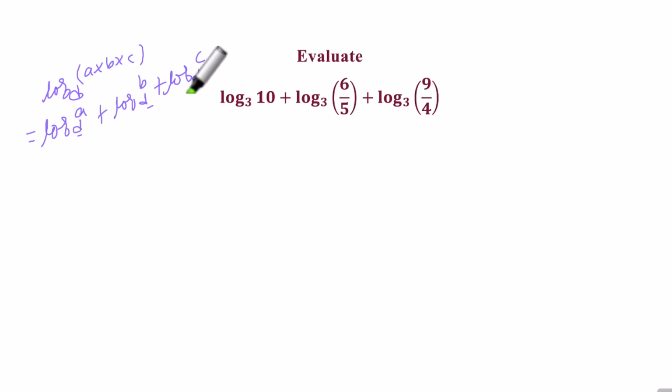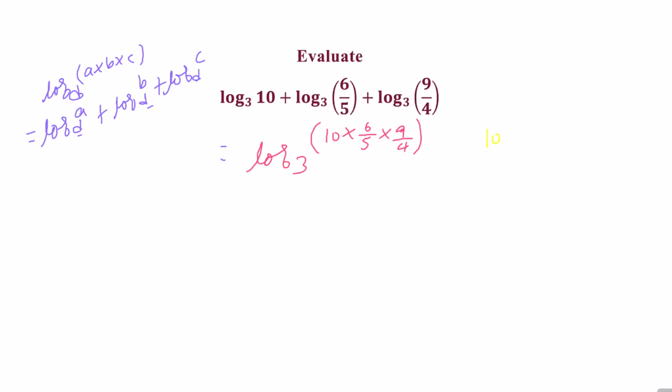So if you are given the sum, you can convert it to multiplication. So there is nothing written here, so you can write simply how? Logarithm of, keeping the base constant, 10 times 6/5 times 9/4. Yes, so you can multiply this one.